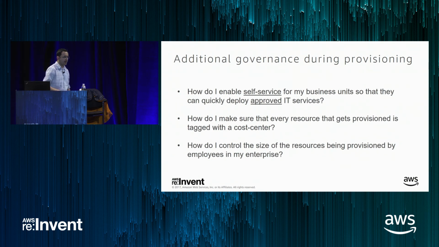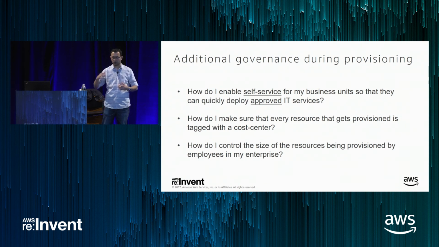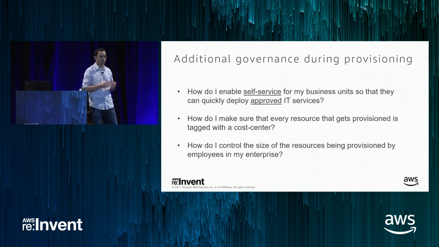Now let's see how you can add additional governance on top of CloudFormation. Let's consider the use case where, as an IT administrator, I want to help my employees quickly find approved IT services in the enterprise. For example, I want to give my end users the ability to provision resources in the cloud, but I don't want to give them access to the CloudFormation console or, let's say, the EC2 console. I want to limit their AWS IAM role permissions to a bare minimum from a governance perspective.